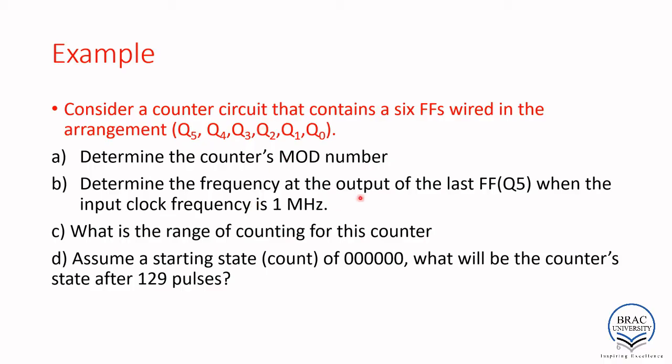Determine the frequency at the output of the last flip-flop Q5, when the input frequency is 1. So the frequency of this flip-flop will be the input frequency divided by the mode number, if you remember from the previous slide. Now what is the range of counting? You know how we can determine it. It is 0 to 2 to the power n minus 1, right?